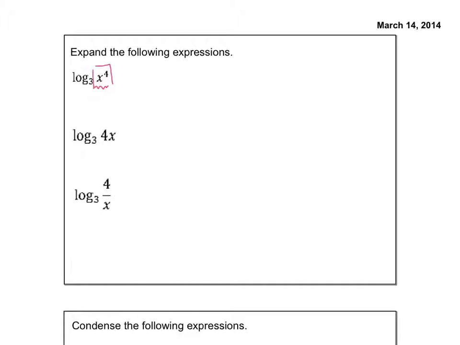Now I said if I have a power, that power can come out front when I expand it. So this becomes 4 times log base 3 of x. All I did was move that power out front. And that is my final answer. Okay, so remember, today we're just starting off with simple ones. So this is 4 log base 3 of x.